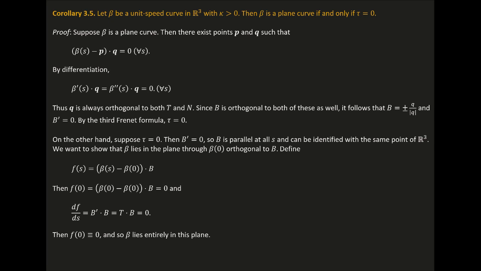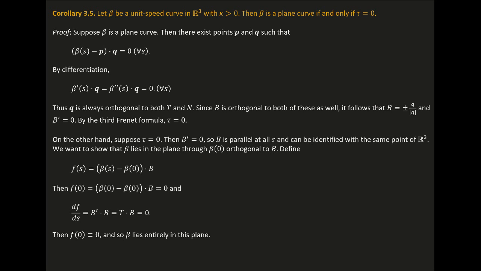Next, we prove this corollary: given a unit speed curve beta with positive curvature, beta is a plane curve if and only if its torsion tau is equal to 0. To prove this claim, we'll suppose first that beta is a plane curve. Then there exist points P and Q such that beta of s minus P, dotted with Q, is equal to 0 for all s.